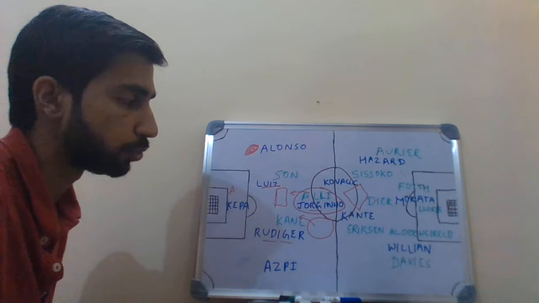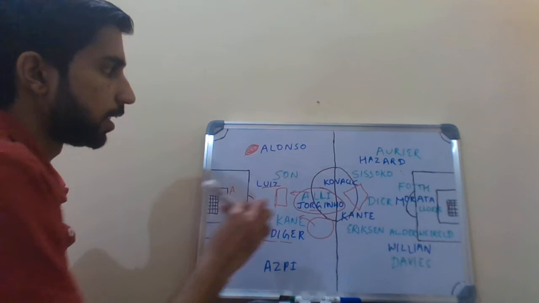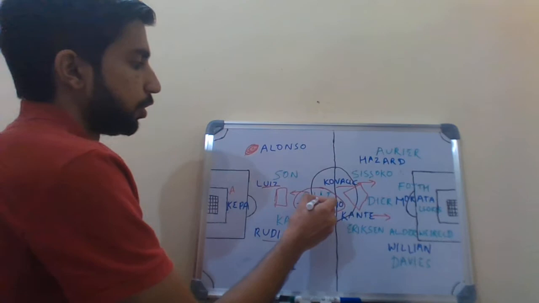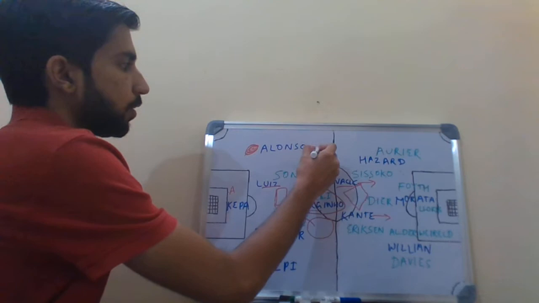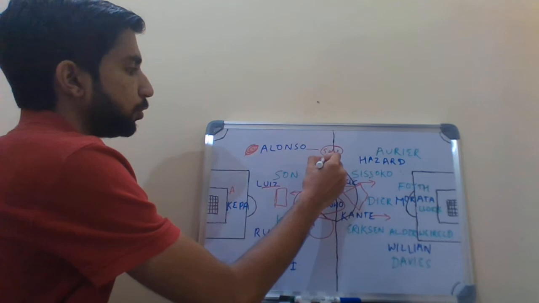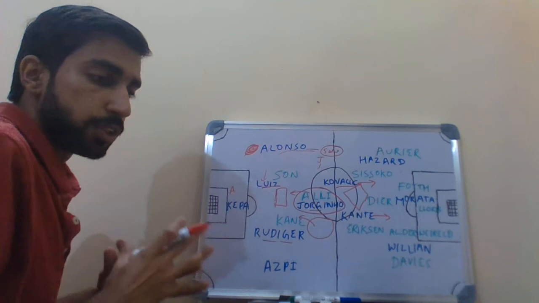For the third Spurs goal, I think the same thing was there. The likes of Kovacic and Kante were higher up the pitch, and Jorginho was there to protect the Chelsea backline, and Son started the run with the ball. He beat Jorginho with pace, and then got past Luis with, I think, so much ease. I think it was very surprising the way Luis was beaten with so much ease.